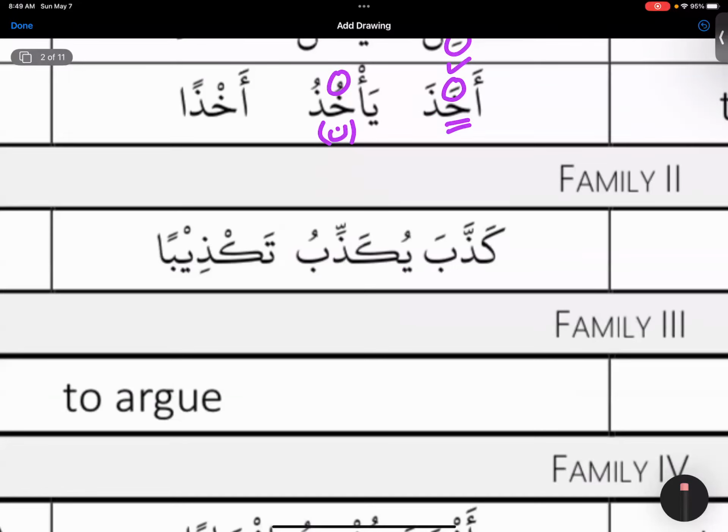In family one, we need to look at what Bab it is falling into. But in family two, there is a set pattern. Kazzaba will always become Yukazzibu. What is happening? The sign of the mudari' is taking Dhamma, and the middle root letter always takes Kasra. That's it. So it's very easy when we know this is family two. Kazzaba, Yukazzibu. Kattala, Yukattilu. Akhkhara, Yuakhkhiru. Allama, Yuallimu. So this is a set pattern, and even its masdar has a set pattern. It will always be Takzeeban.